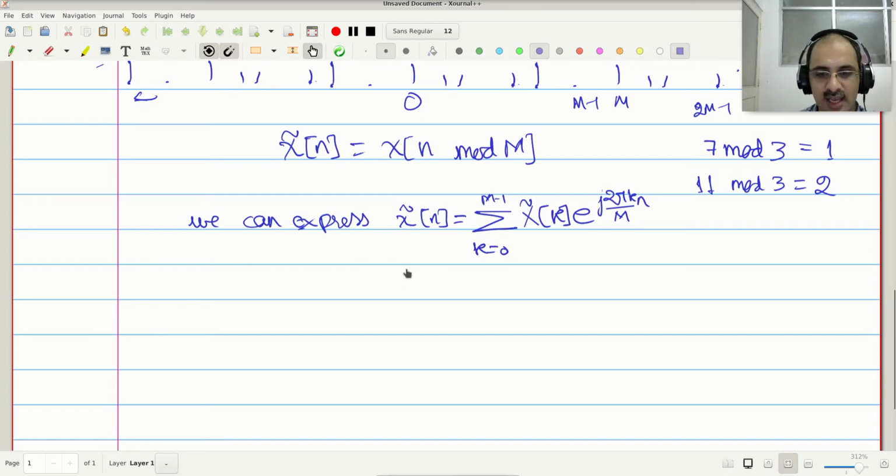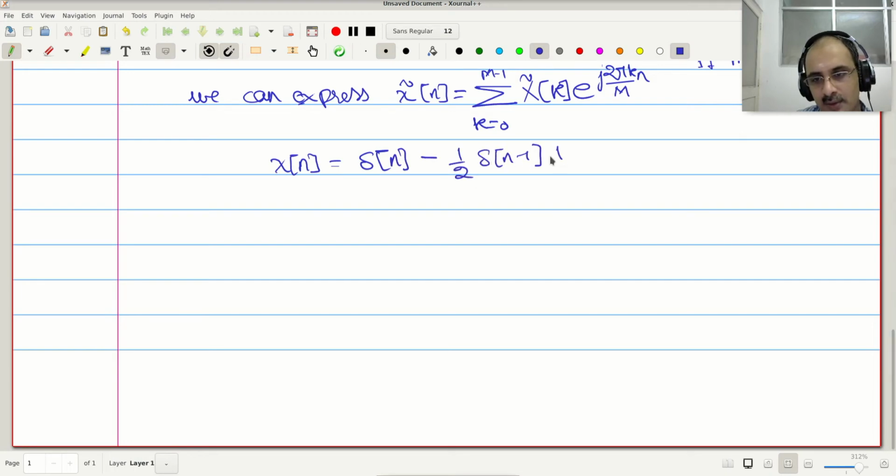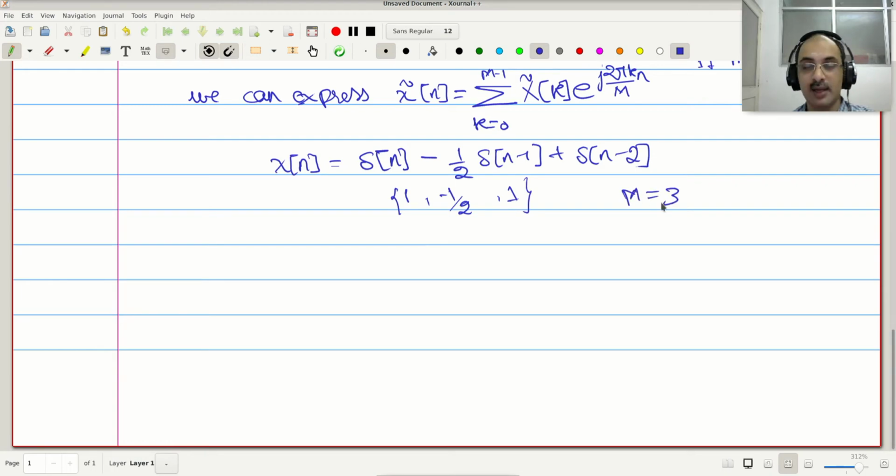Okay. So let's say I take my xn to be delta n minus half delta n minus 1 plus delta n minus 2. This is the sequence 1, minus half, 1. I'm going to take m equal to 3. Remember, it's 0 to m minus 1, so m is equal to 3. Now the claim is that I can write x tilde n in this manner.